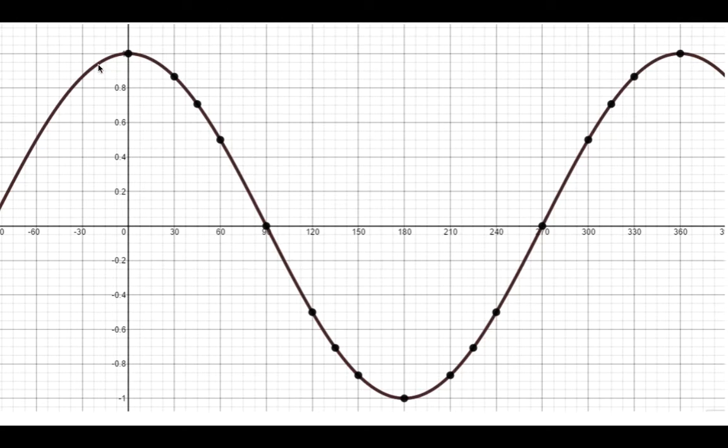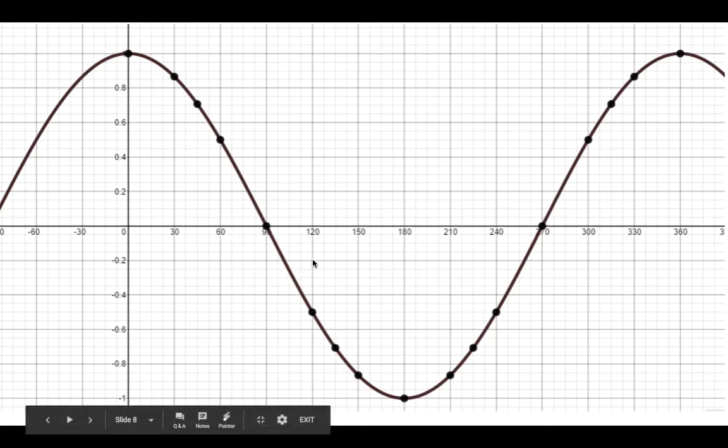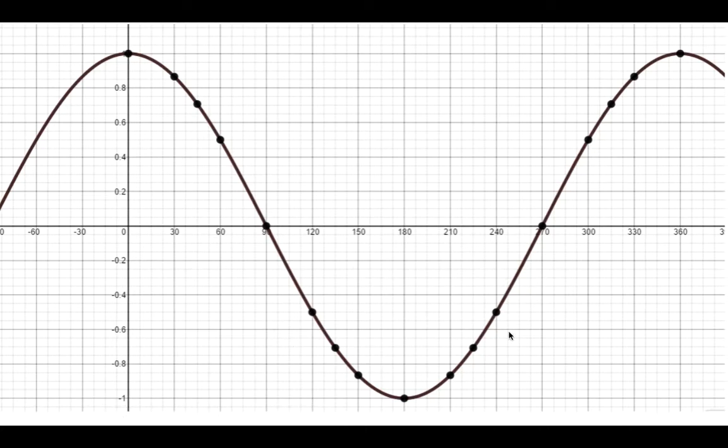And again, you can see related acute angles. You can see quadrants. Cos is positive from 0 to 90 and 270 to 360, when x is positive. X is negative between 90 and 270, where the horizontal distance is negative.